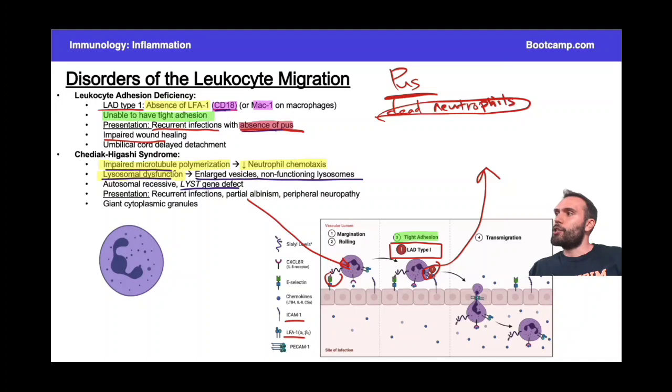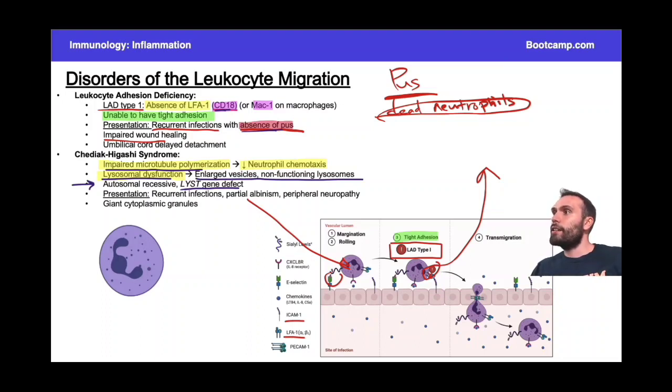So again, combination of this impaired microtubule polymerization and lysosomal dysfunction, just some things to remember when you're talking about Chediak-Higashi syndrome. Autosomal recessive, I always tell people, I don't remember autosomal recessive diseases. I remember all of the X-linked dominant, X-linked recessive, and autosomal dominant. Everything else is going to be autosomal recessive. So this kind of just fits in with everybody else.